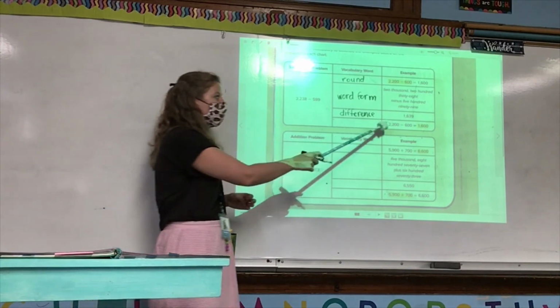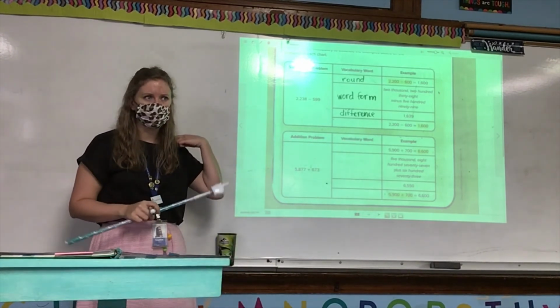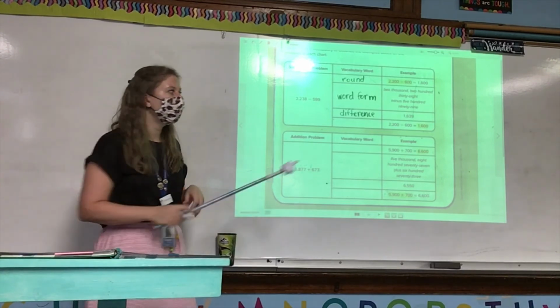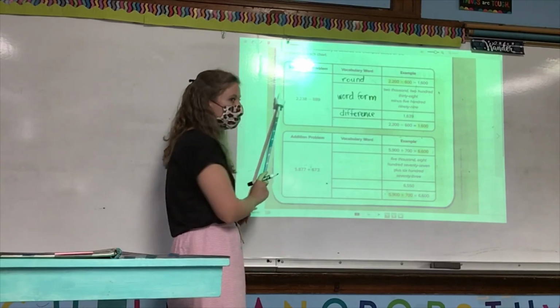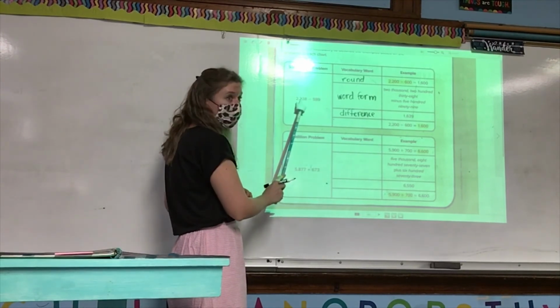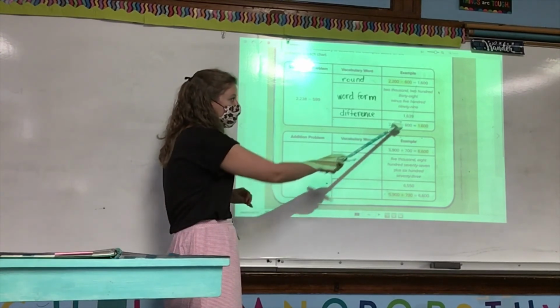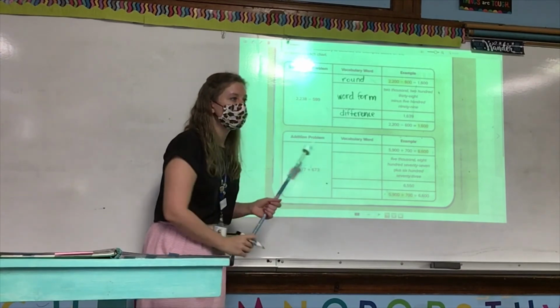Can somebody help him out? What is a difference? When we're talking about subtraction, what does the word difference mean? Michaela? The answer to a subtraction problem. Well, if we work this one out, which you should have, you would find out this is the answer. So this example is an example of the vocabulary word difference.